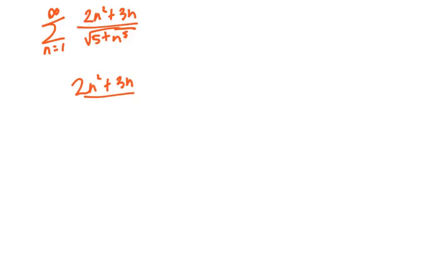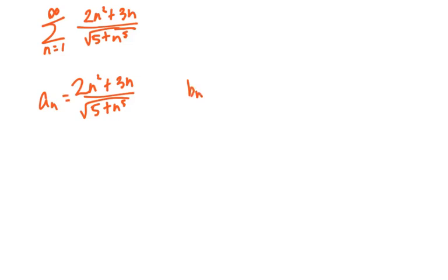Okay, the next problem says to consider the series from n equals 1 to infinity of 2n squared plus 3n over the square root of 5 plus n to the fifth. So when you look at this, we're going to compare these fractions. The square root of 5 plus n to the fifth. This is my first one. This is an.